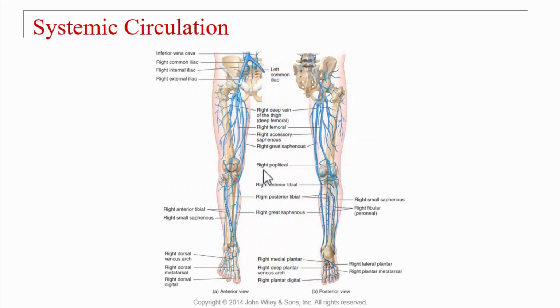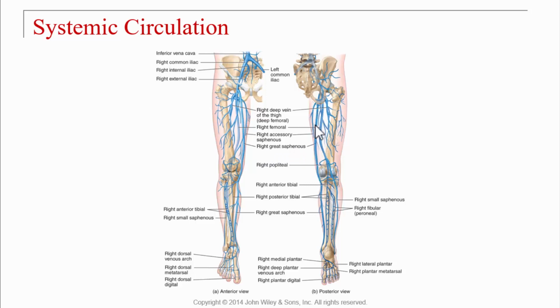Now, looking at the legs, again, we have the common iliac, the internal iliac, and the external iliac veins. And then we have the femoral vein. But then this one is clinically significant. This huge long vein is the great saphenous vein. You can see it right here.